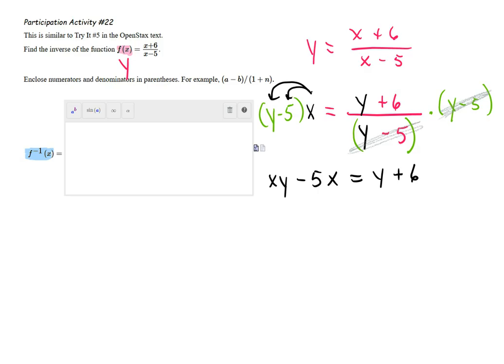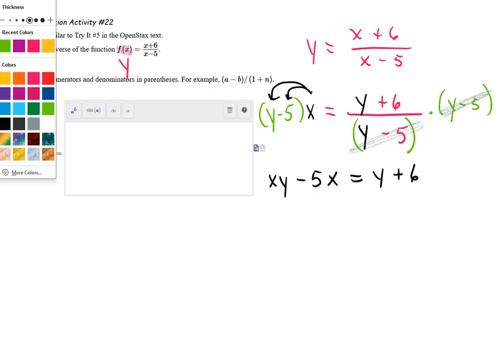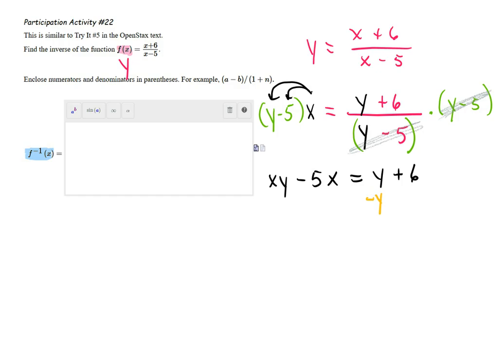I still have two y's in the equation, but now they're on opposite sides of the equal sign, so I've got to get them on the same side. Now, to do this, I'm going to subtract y here and subtract y there. That way this cancels out. Now I can't actually subtract y from an xy because they're not like terms. So the left side becomes xy minus y minus 5x equals, and now the right side just has the 6.